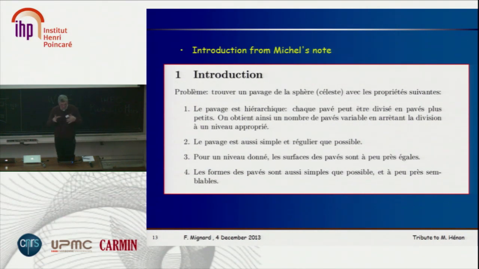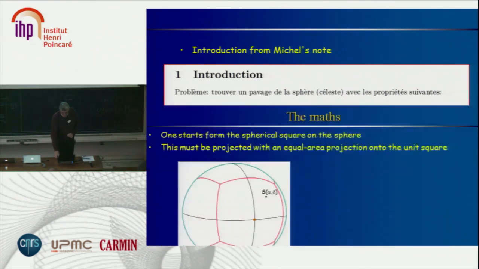The pavage must be hierarchical, meaning each cell could be subdivided again into similar cells. The tiling should be as simple and regular as possible. For a given level of depth, the surfaces should be all more or less equal. And the shape of the cells should also be very simple. So it's very loosely defined. Obviously, it's an attempt to do something which looks beautiful at the same time. Not only useful, but beautiful.